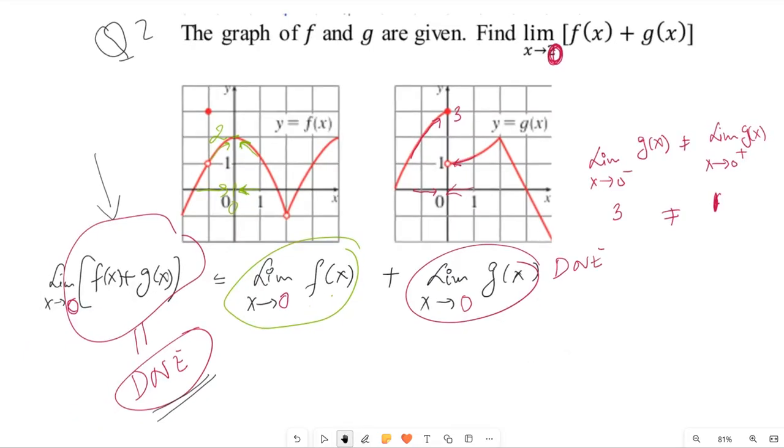Okay. So in general, when the question was just for 2, we were able to find it. But if the question was at 0, be careful. If one of the functions' limits does not exist, the total limit does not exist.